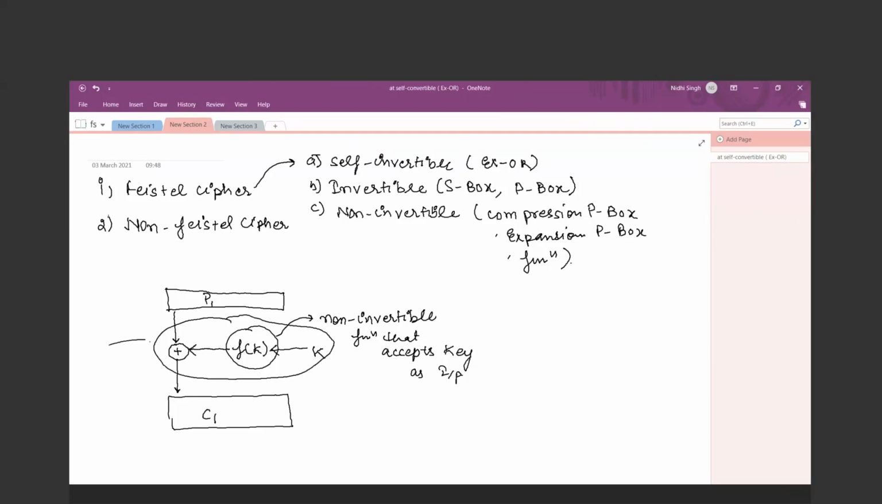So mixture means whitener. So in the mixture, what did we do? In the whitener, we XORed the plain text bits with the key. But instead of direct combining, meaning instead of the direct XORing operation, we just take the key as an input inside the non-invertible function, and whatever output is generated by the non-invertible function is appended as input to the XOR function. So the whole term is called the mixture. So the mixture is self-invertible. How it is self-invertible will be known shortly.